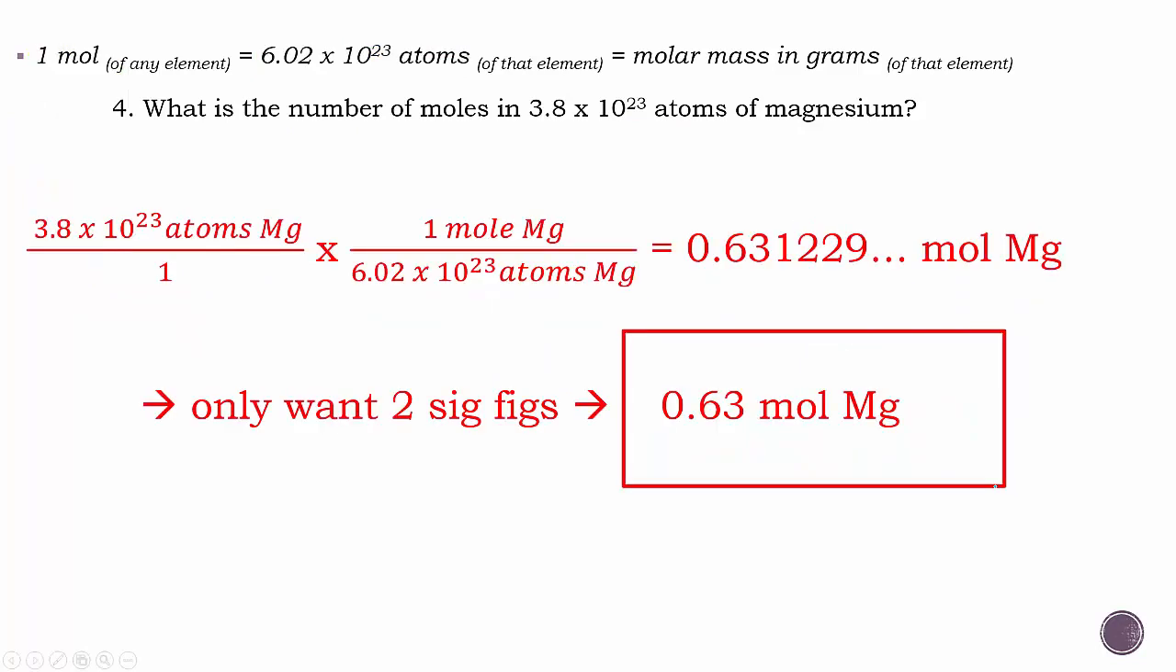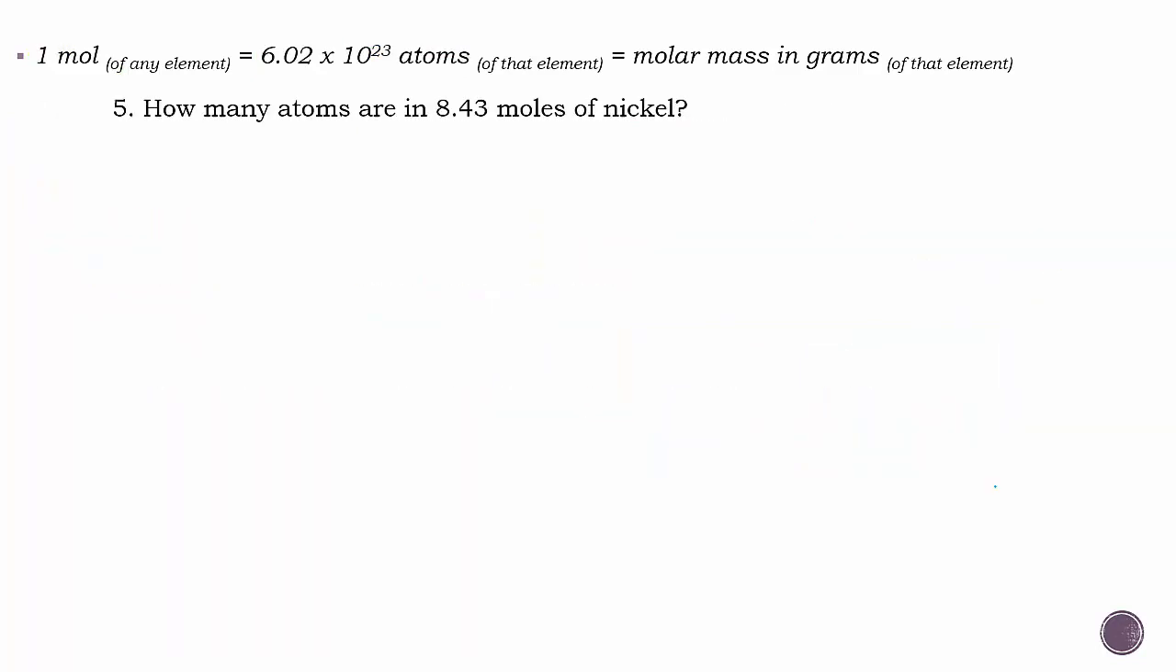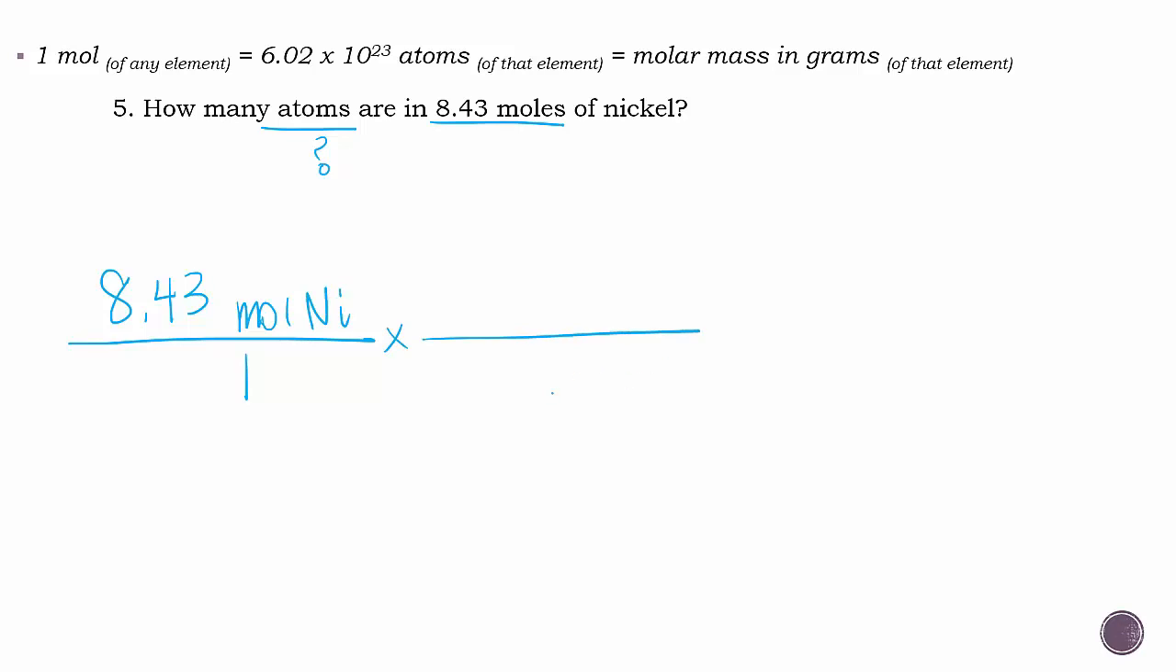Perfect. Let's try a couple more to make sure we're real good on this. Number 5, how many atoms are in 8.43 moles of nickel? So atoms is our unknown. Moles of nickel is what we know. So we're going to put our 8.43 moles of nickel above 1 times a line. We're going to bring moles of nickel down, and we're going to put atoms of nickel up top.